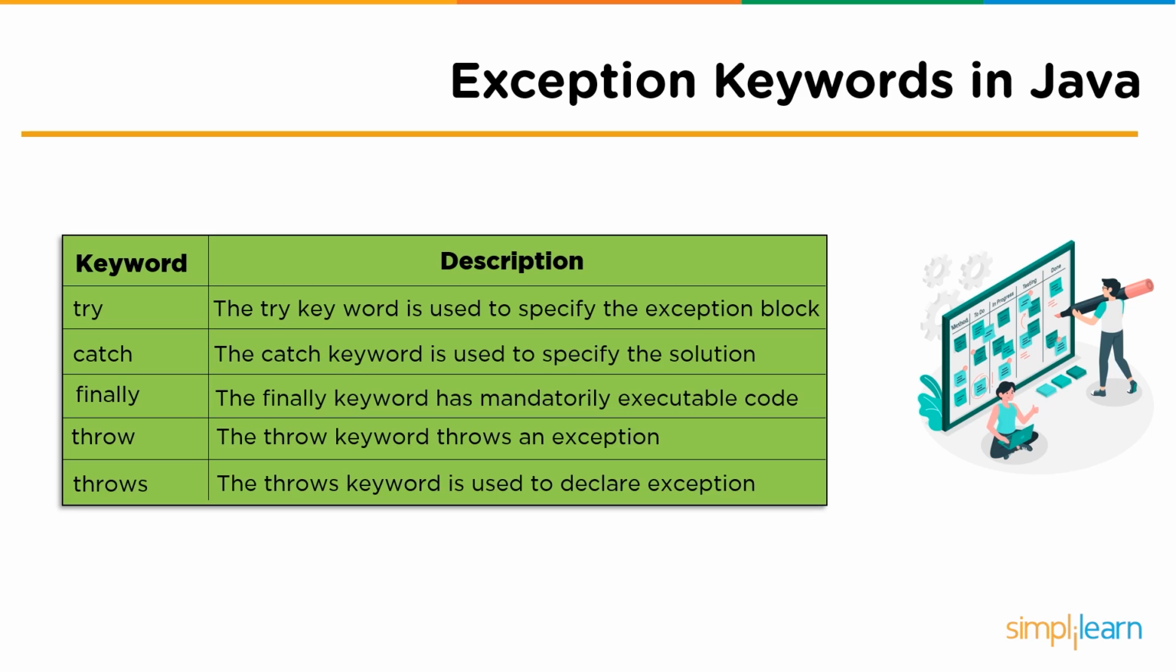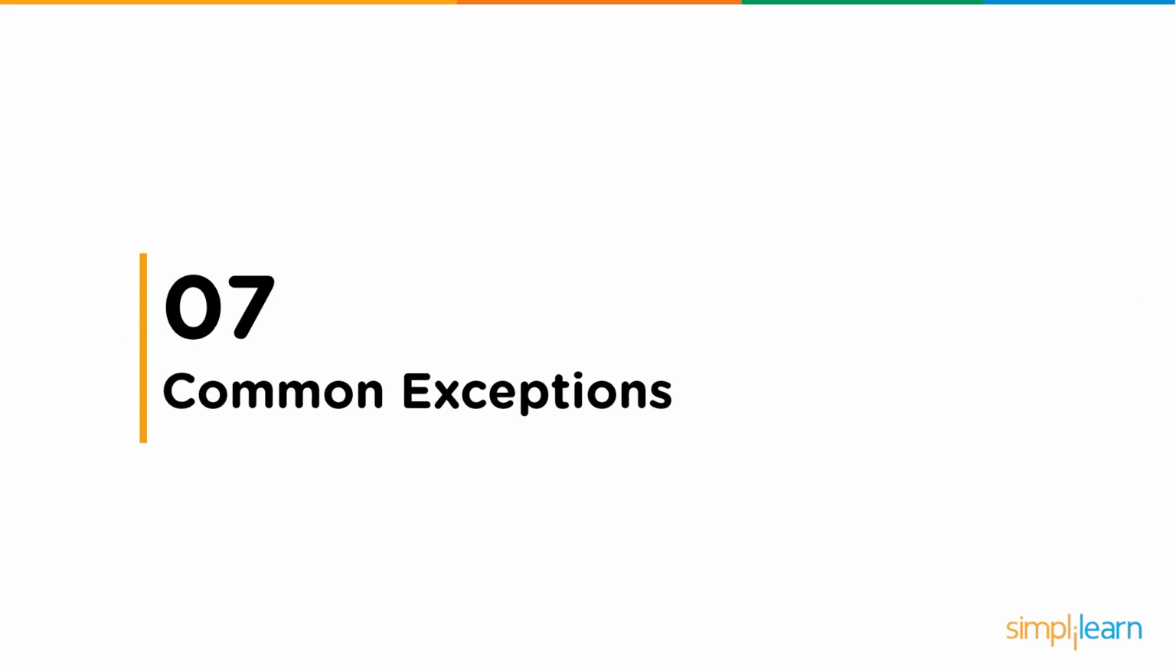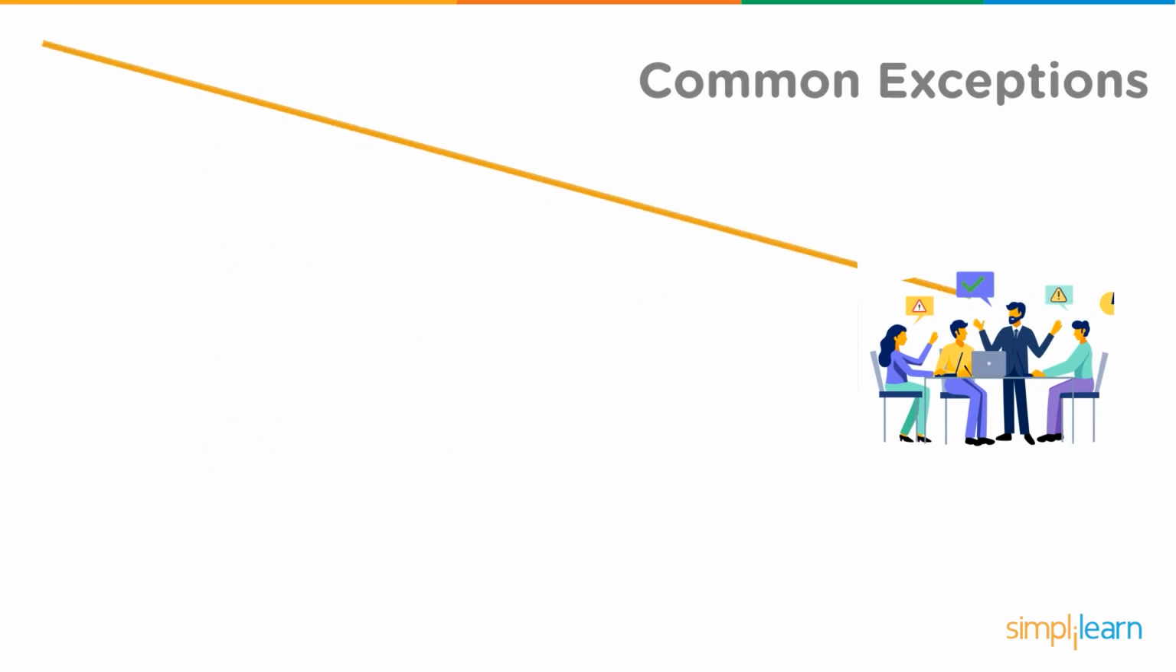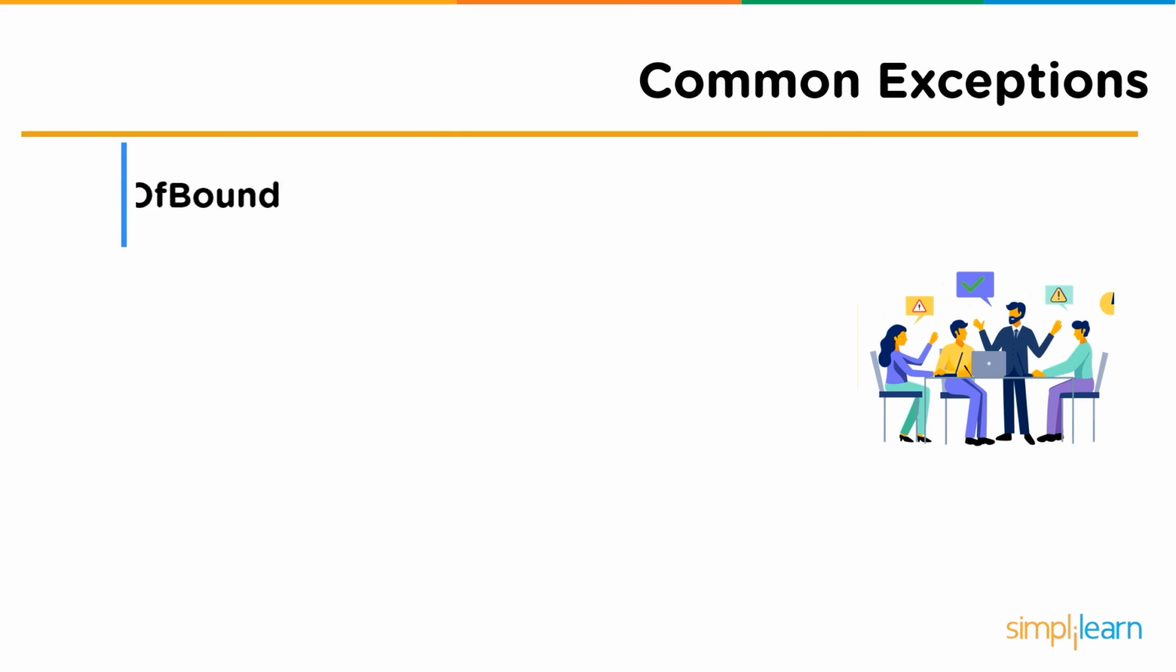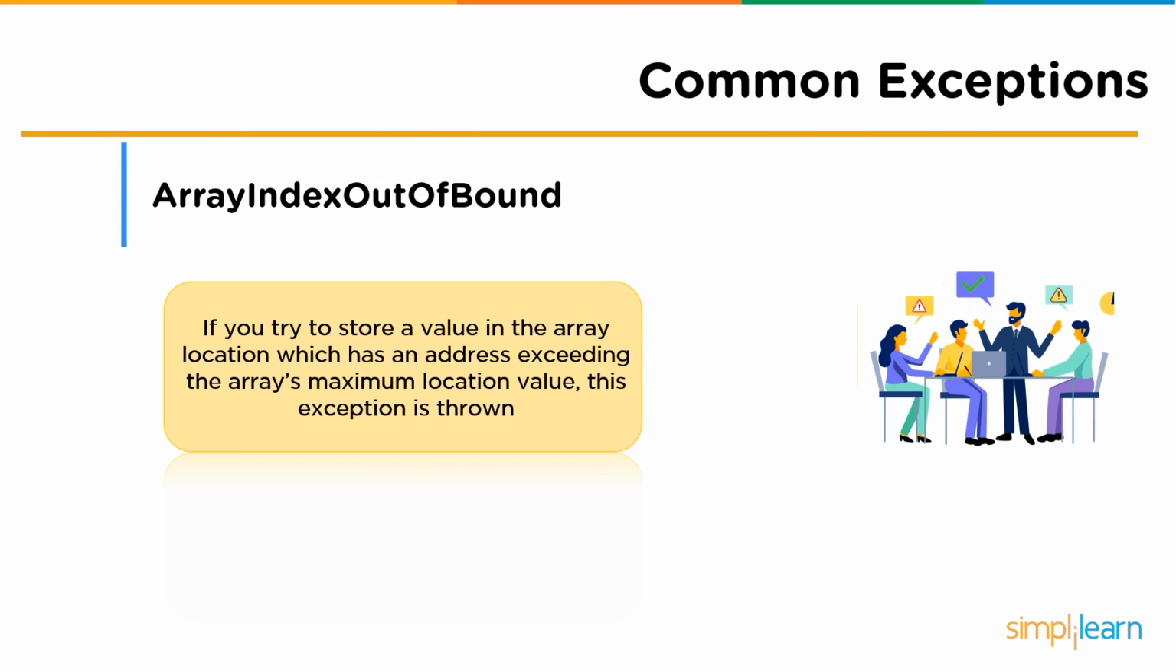Now that we have a good understanding of the implementation of exception handling in Java, let us move further and solve some of the most frequently faced exceptions in Java. So with this, we enter into our 7th topic, which is common exceptions faced in Java. The first one is the array index out of bound. If you try to store a value in an array or try to access an element in an array which has an address exceeding the array's maximum location value, then this particular exception is thrown.